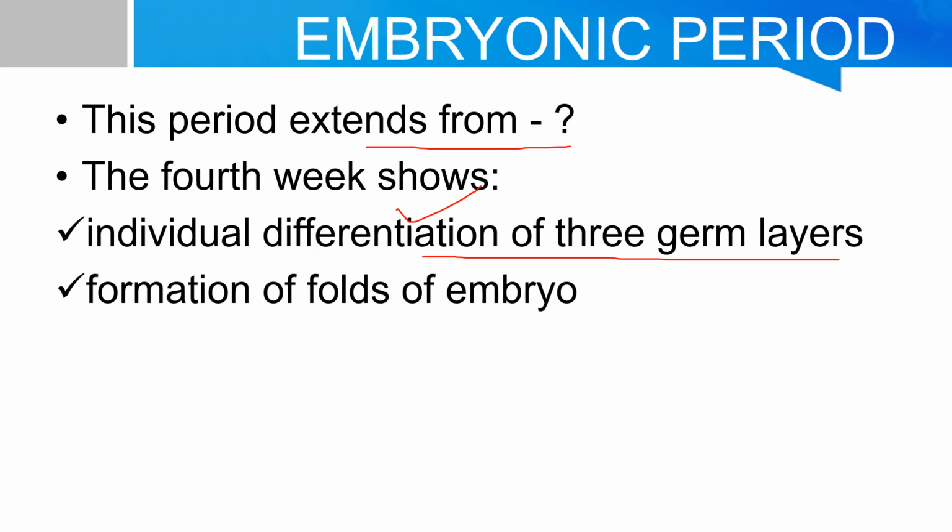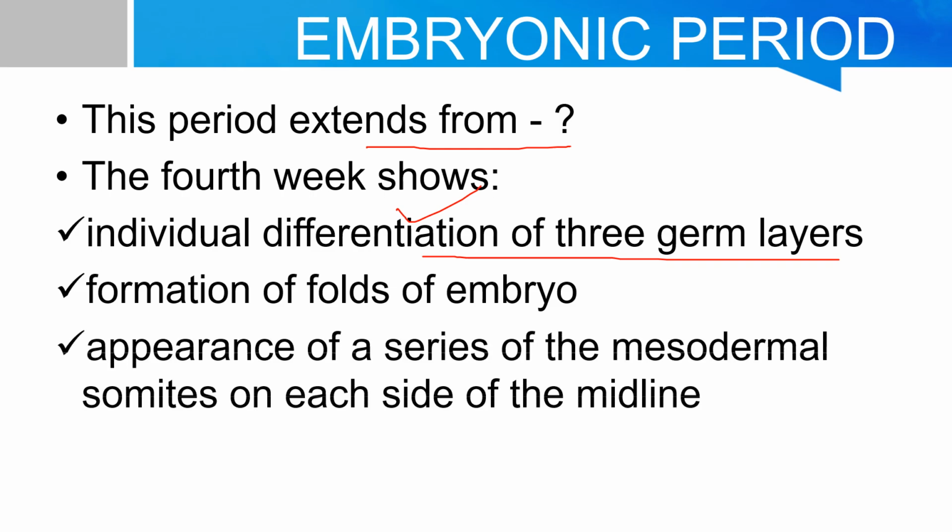In this 4th week, foldings of the embryo occur by way of head fold, tail fold and lateral folds, and the embryo assumes a cylindrical shape. Again, one important change is the formation of a series of mesodermal somites on each side of the midline. So these 3 changes occur in the 4th week.